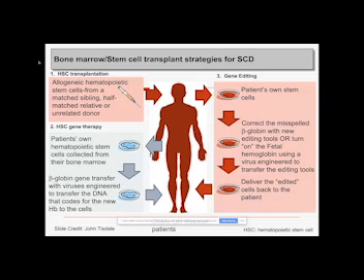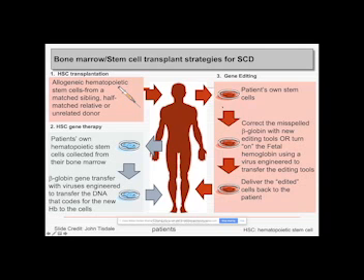Then there's gene editing. So in gene editing, it's similar in that we take the patient's own stem cells again, but here we actually correct the misspelled beta globin. So we don't just add a new gene, we actually correct it. And I'm going to show you a figure that tells you what that looks like.